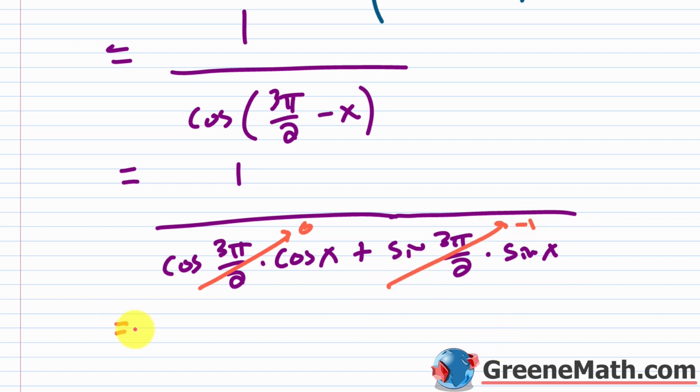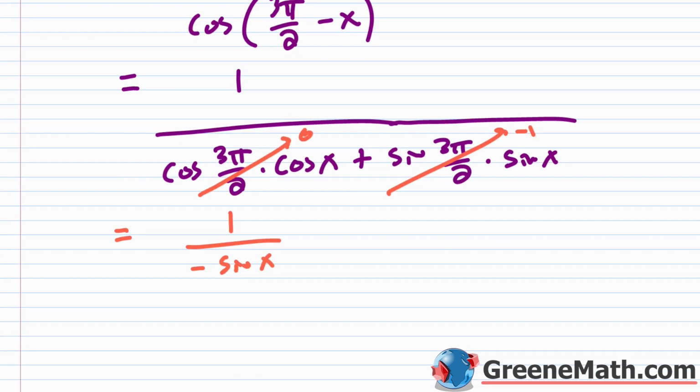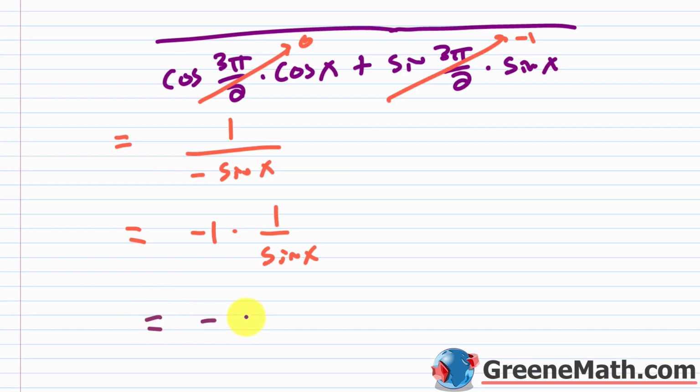So what you have here is 1 over, basically, the negative of sine of x. Now, we want the negative of cosecant of x, and we already have that. You could really break this up and say this is negative 1 times 1 over the sine of x. And 1 over the sine of x is the cosecant of x. So we can finish this up and say this is negative cosecant of x, which is what we wanted.